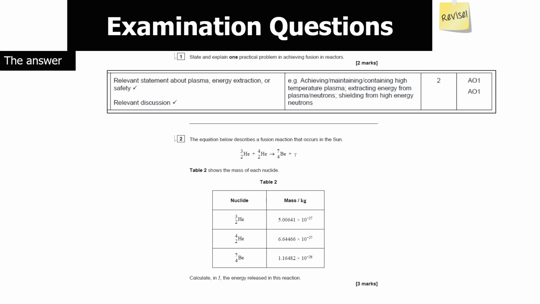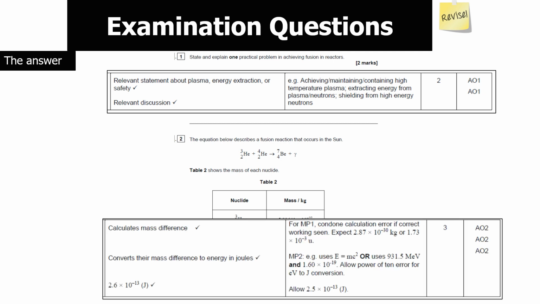Now in this next question, we want to use our equation: delta E, the energy difference, the energy released, is equal to delta M, the change in mass before and after the reaction, times C squared. So what you do is you work out your total mass before by adding the mass of 3 helium plus 4 helium. You then find the mass of the beryllium afterwards to find the mass afterwards. You then calculate your mass difference. You then multiply it by C squared to get your energy in joules, and you should be getting 2.6 times 10 to the minus 13 joules.